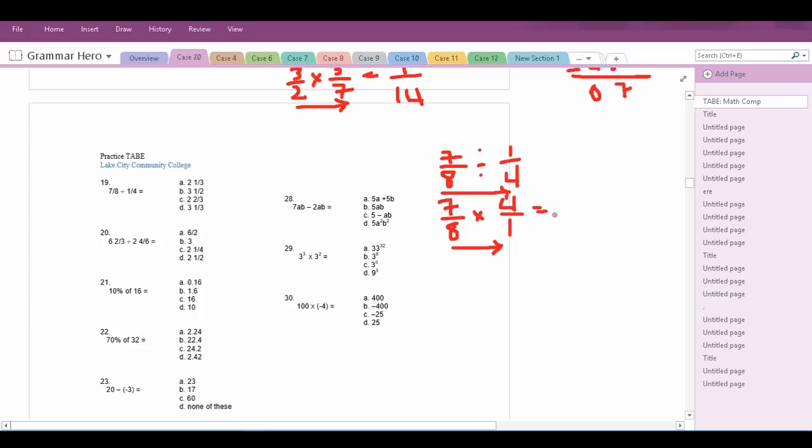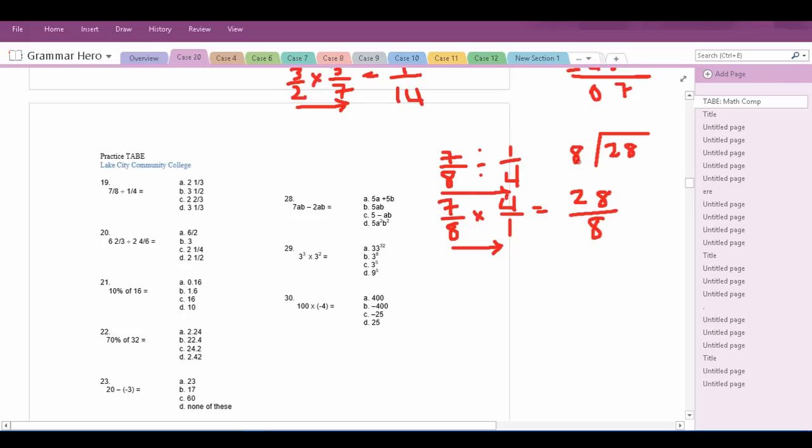and we'll be done. 7 times 4 is 28. 8 times 1 is 8. Now we just have to reduce this. Again, I like reducing it using long division. But if you get good enough at mental math, you should be able to reduce it in your head.